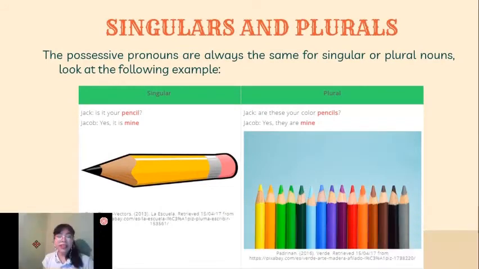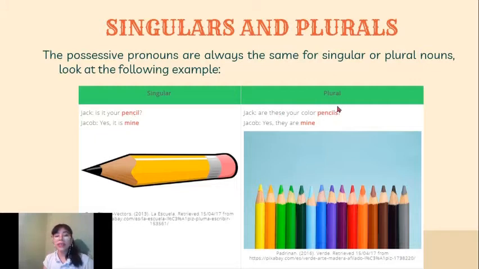We've got singulars and plurals, and here we can know that possessive pronouns are always the same for singular and plural nouns. For example, we're going to look at the next examples, but they are the same for singular and plurals. The singular for pencil, for example, here. Jack is asking, is this your pencil? Okay, he's asking about one pencil in singular. Yes, it is mine. It belongs to me. Okay, but we're using the pronoun mine when asking about one pencil in singular.